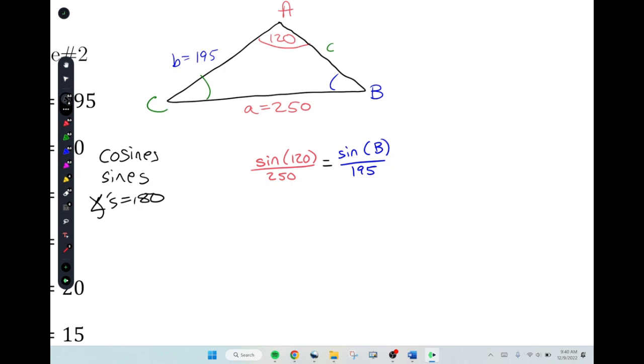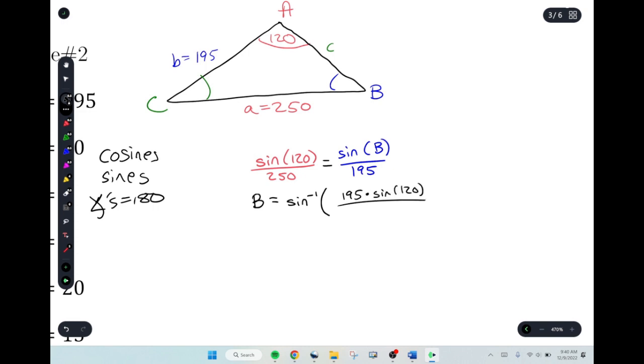Okay, so let's get B. So B actually equals, if you do the algebra carefully, the arc sine of 195 times the sine of 120 over 250, which is going to be approximated to something.